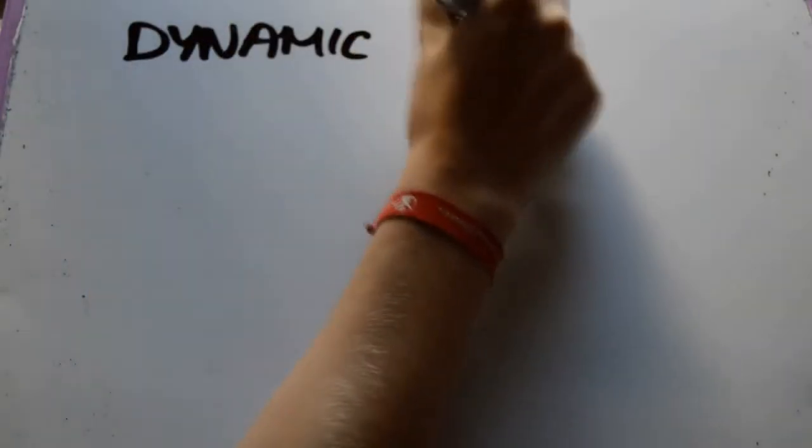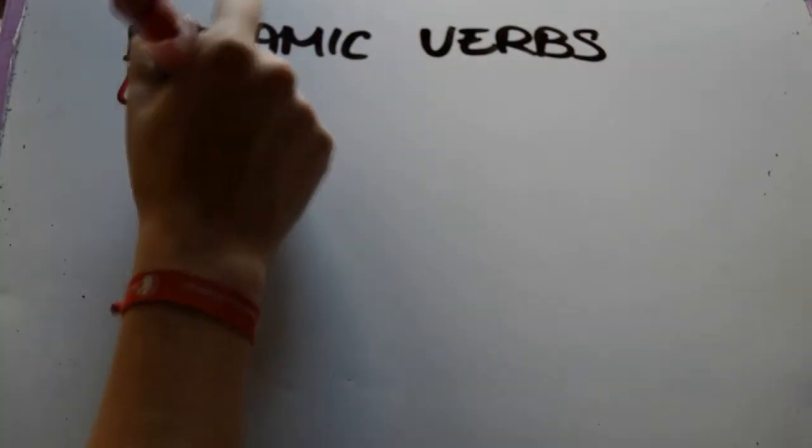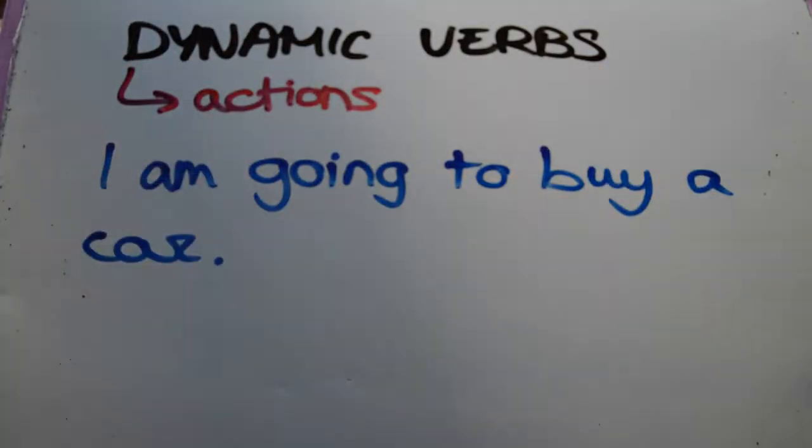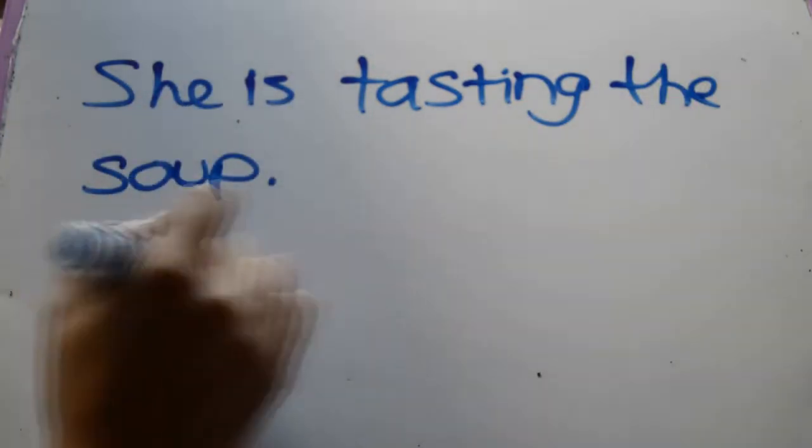Dynamic verbs describe actions and can be used in simple or continuous tenses. Some verbs can be state or dynamic depending on the meaning.